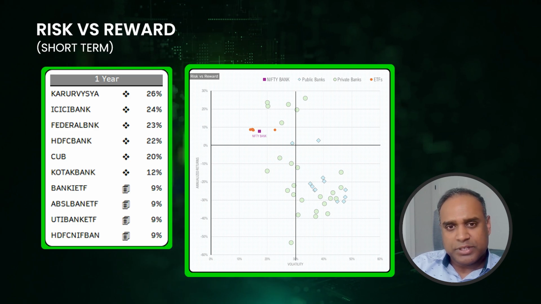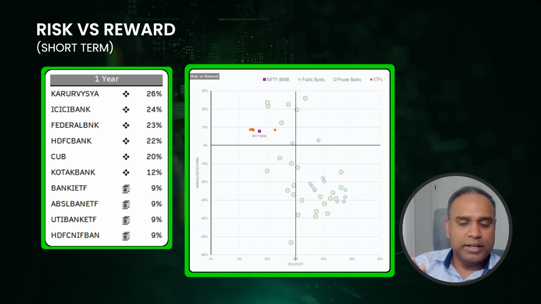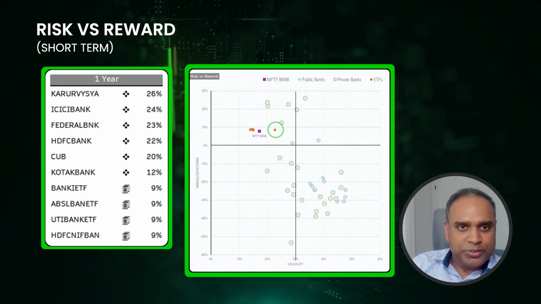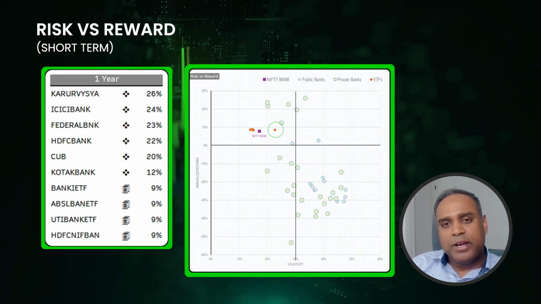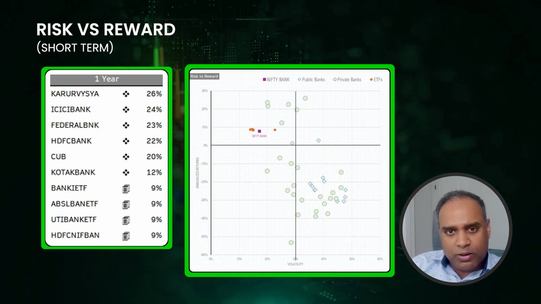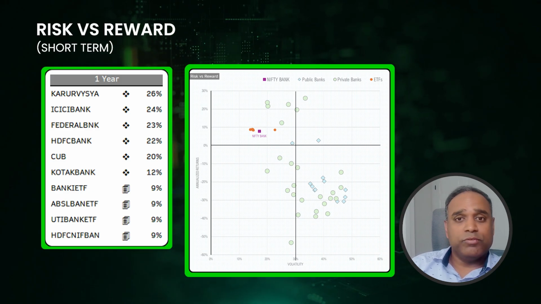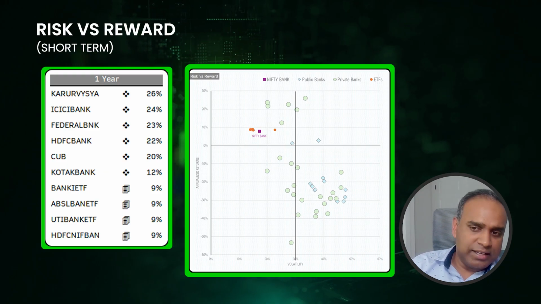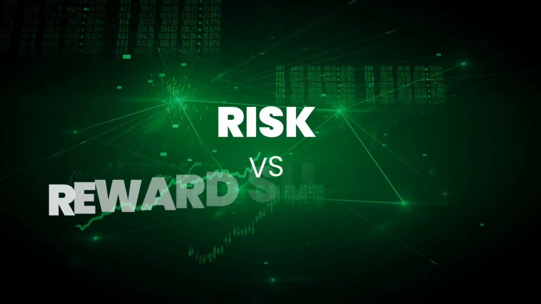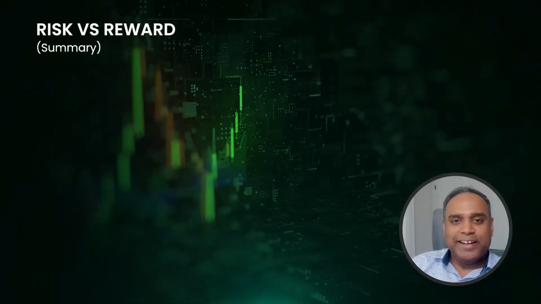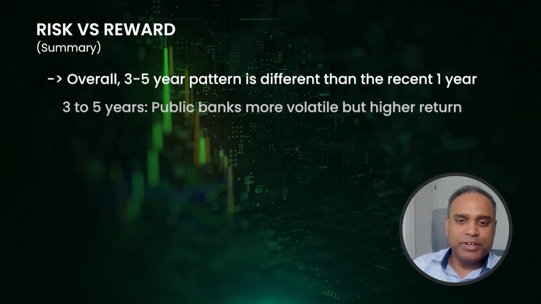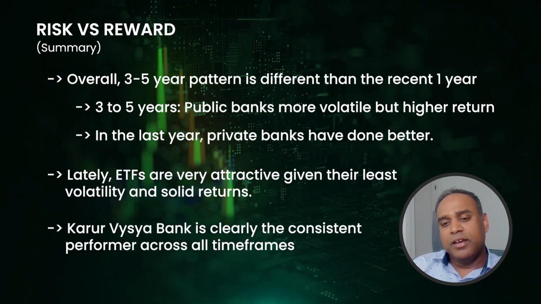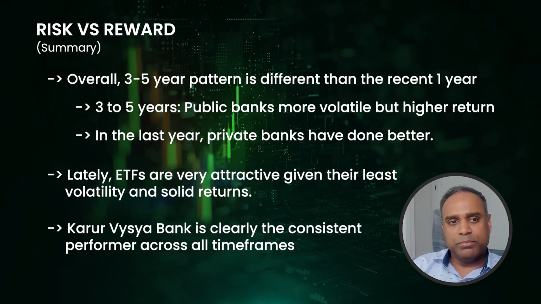Once again, the ETFs are tracking very close to the Nifty Bank overall index, except this one ETF, which I think is a relatively new one, so it doesn't have a lot of history, so I would ignore that for now. But all the other ETFs which have been there for a while are pretty close to the purple Nifty Bank index. Okay, now we have seen visually the risk versus reward, and the overall 3 to 5 year pattern is different, and ETFs are attractive. Karur Vysya Bank is very consistently performing across all the different time frames. So those are the big summary points.